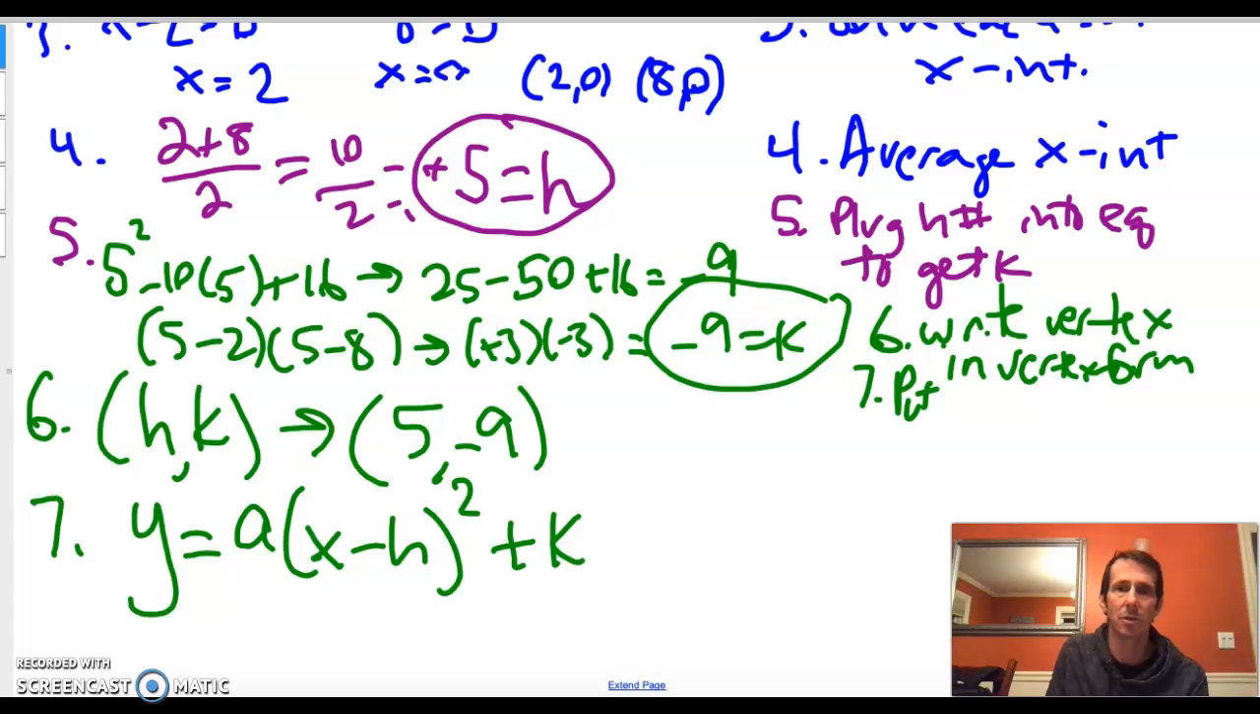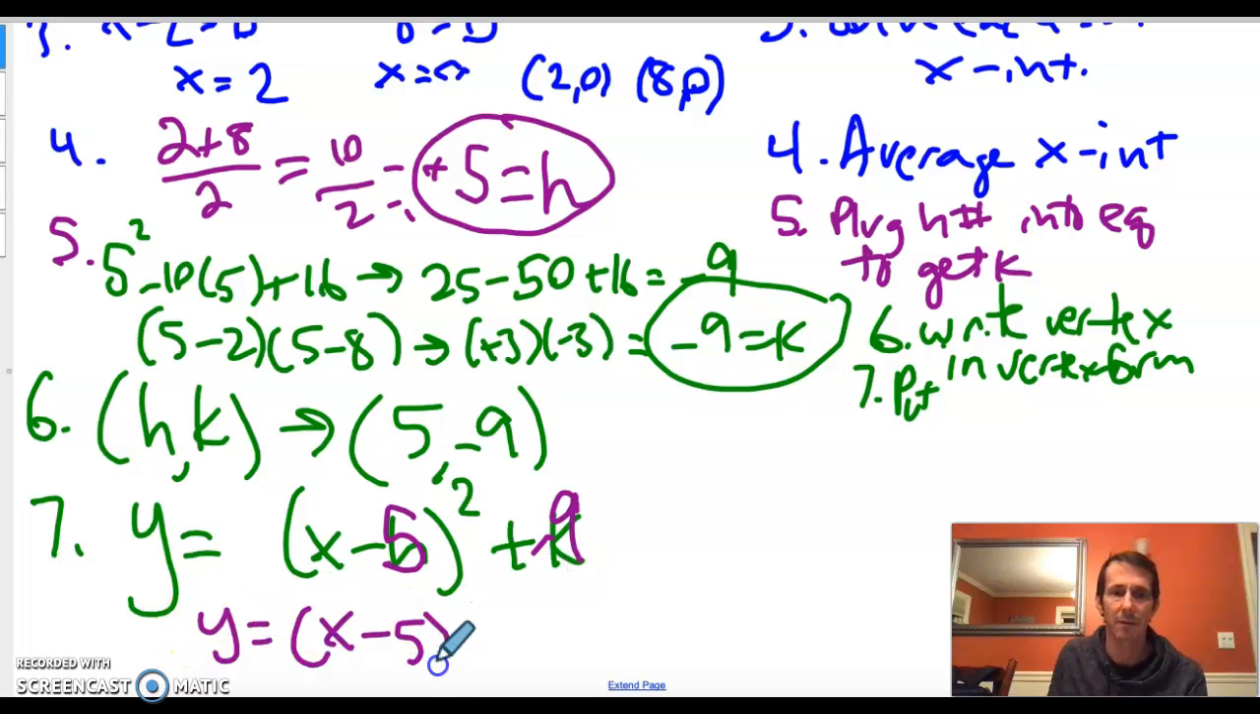And now I can just plug in. Now, we didn't worry about this a value. There was no a value. We'll deal with that later. Or actually there is, it's just 1. So I don't need to write anything there, it's just 1. But what I have is an h value of 5. So if I put a 5 right here, I'm just going to do it right over top for now. And my k is -9, so in place of k I put in -9. My equation is y equals (x minus 5) squared, and this is plus a -9, which is the same as -9, and that is vertex or graphing form.